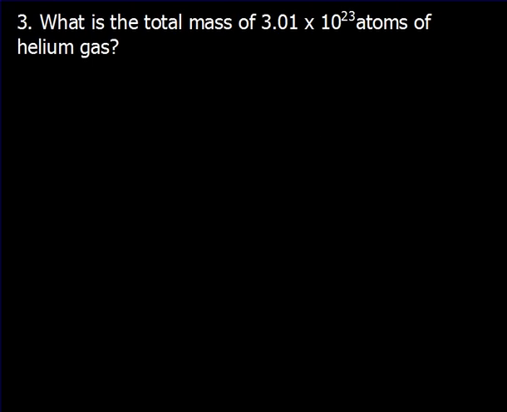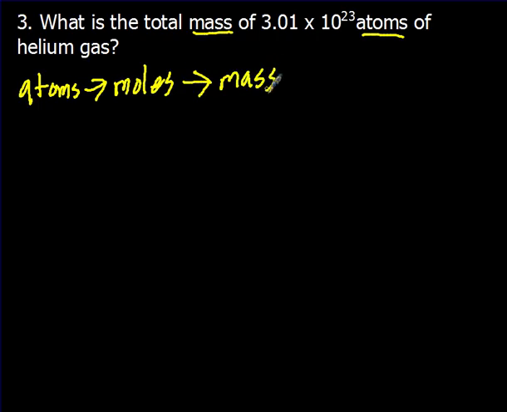Question asks, what is the total mass of 3.01 times 10 to the 23rd atoms of helium gas? All right, so in this problem, they're asking what is the mass, and then we're given atoms. So we got to go from atoms to moles to mass. You can't just go from atoms to mass. You got to go to moles first. That's the stepping stone here. So from atoms to moles to mass. So we're given the atoms.